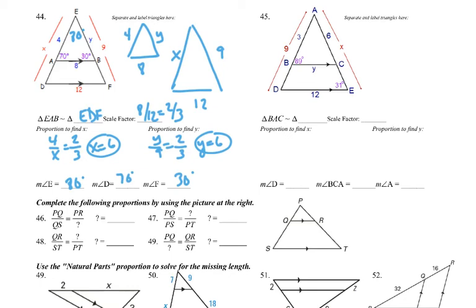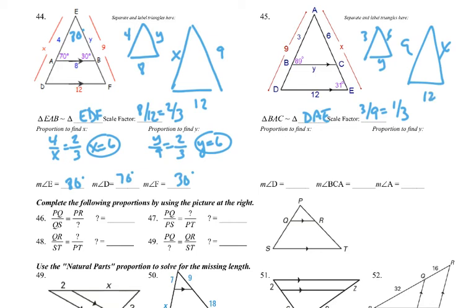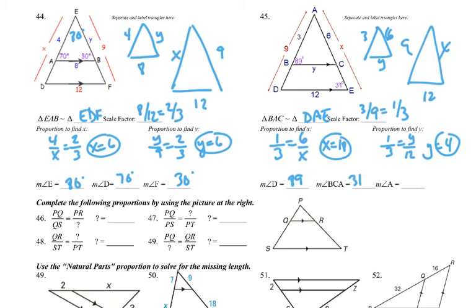Okay, here we got to separate it, label it. So this is going to go with DAE. Scale factor is 3 to 9 or 1/3. And again, separate the triangles, 3, 6, and y. The big ones, 9, x, and 12. So proportion to find x, I'm going to use 1/3. 1/3 equals 6 over x here, so x is equal to 18. And then 1/3 equals y over 12, so y is going to be 4. And again, the angles just match up. 89 degrees, 31 degrees, and then because all the angles of a triangle add up to 180, 60 degrees.